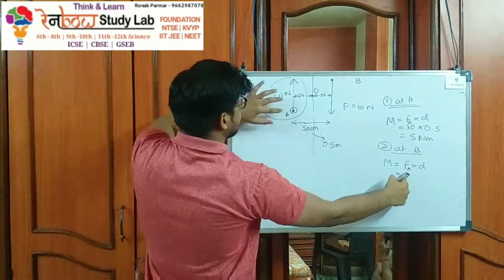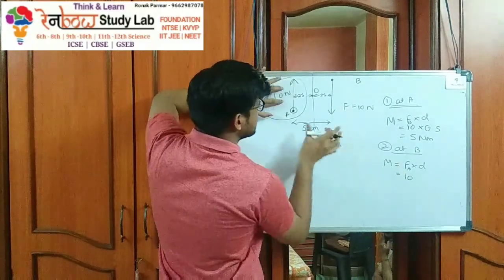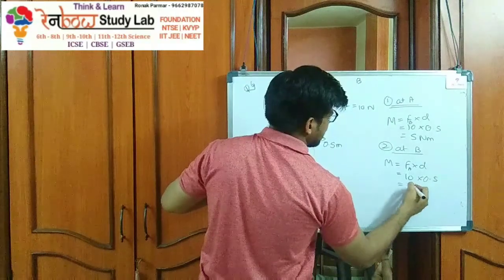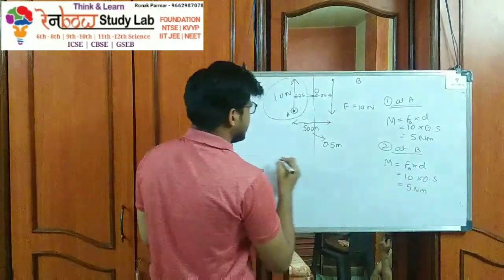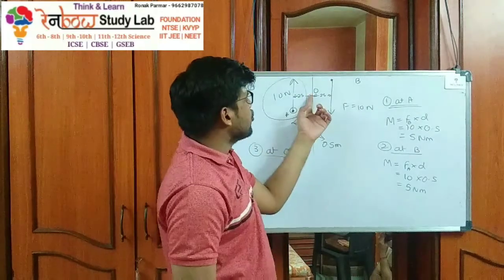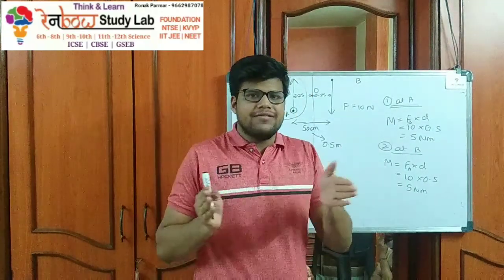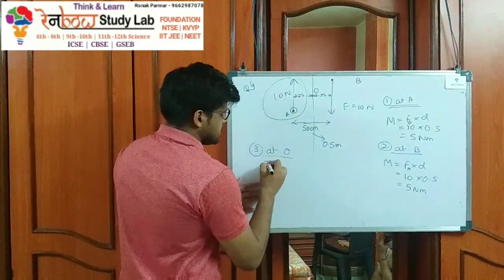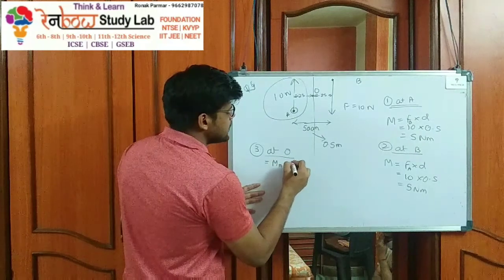Here force at A is 10 Newton and distance between them is 50 centimeter, 0.5 meter. So again 5 Newton meter. And third case, at O. Now at O, both the forces are having different line of action. So both of them will apply moment of force. So I will be writing MA plus MB.